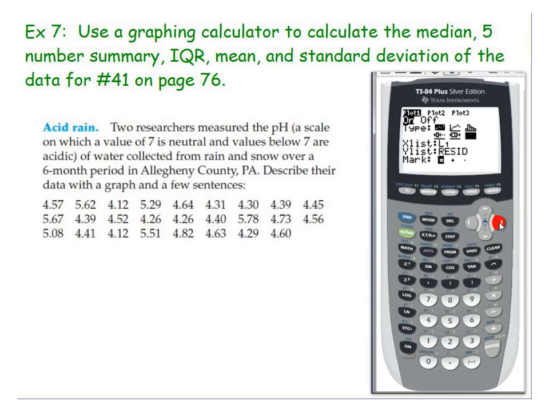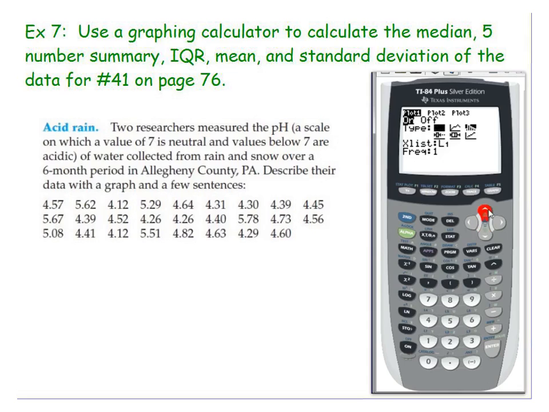So let's just say we want to make a histogram. So I'm going to go up, I'm going to go over to this option, and I'm going to hit enter to turn it on. And then you want to make sure that your X list says L1 because that's the one that we were using earlier.